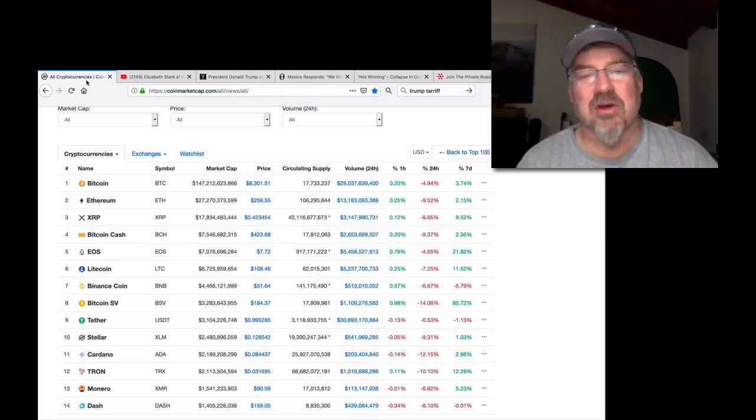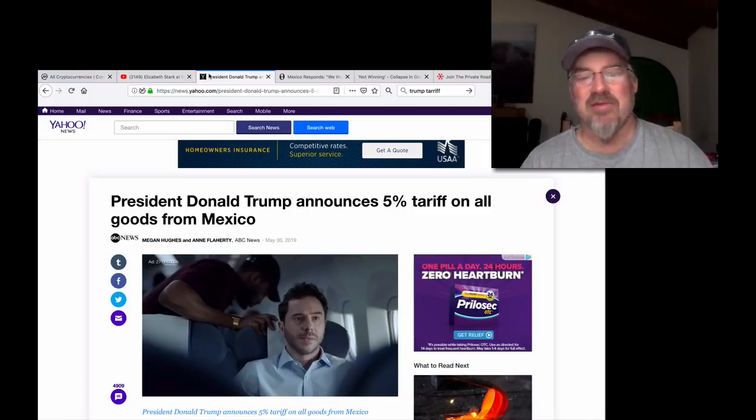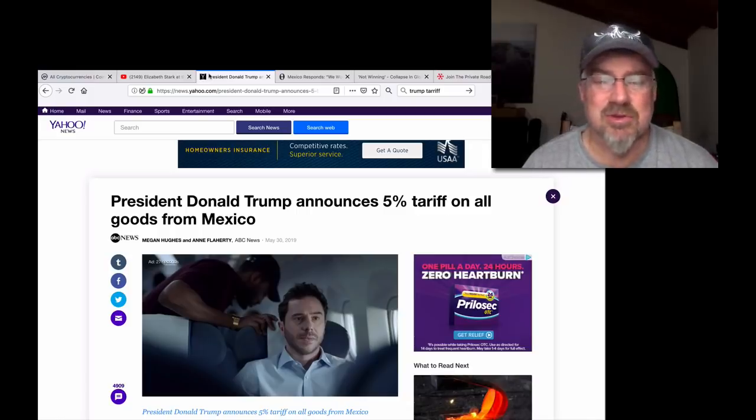And yes, the idea was always to destroy the system. Absolutely. That is why we're seeing this. Donald Trump announces 5% tariff on all goods from Mexico. And that's why he's fighting with China. He knows the end of globalization will destroy the monetary system. And that's what they're shooting for, September timeframe. So I hope you guys are ready.